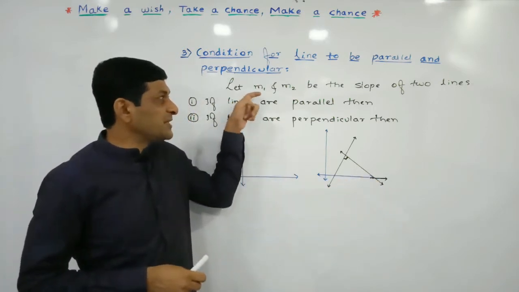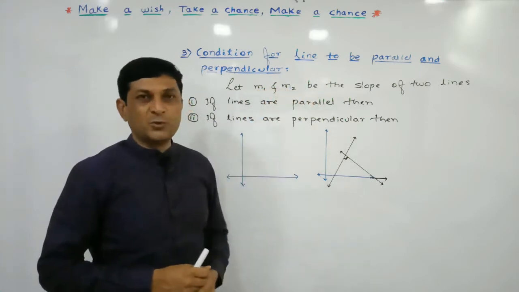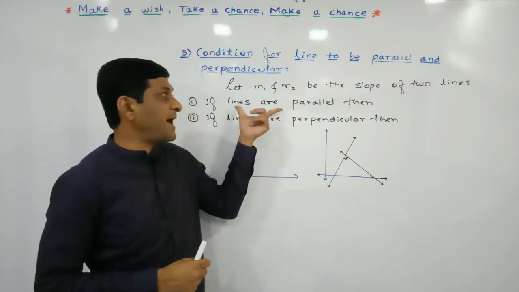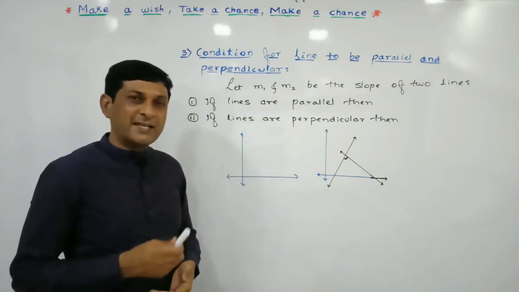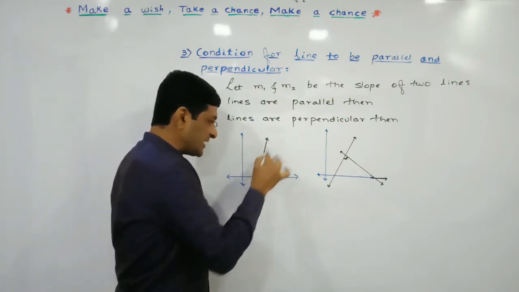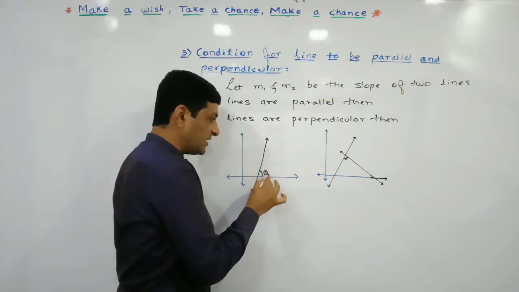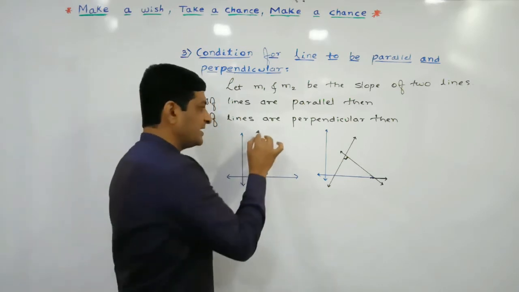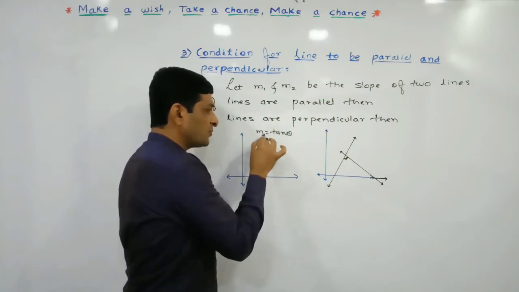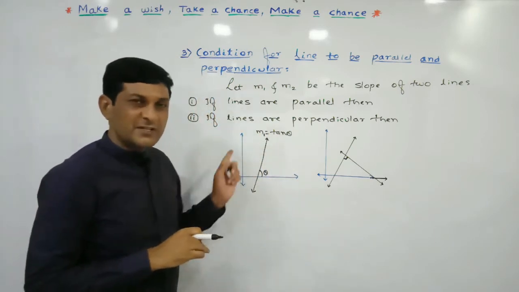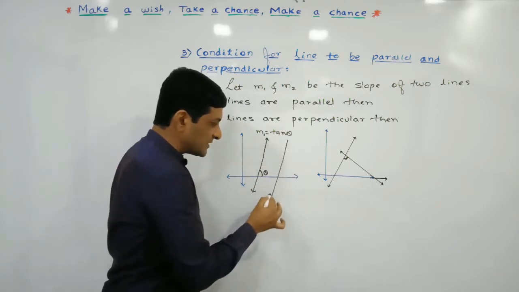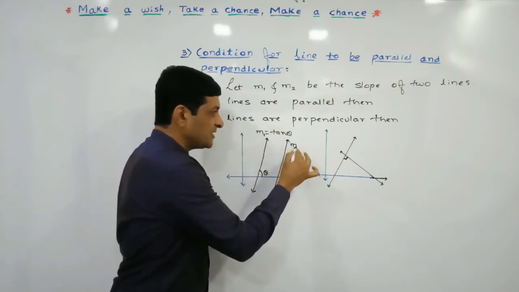Here I am supposing that m1 and m2 are the slopes of two lines. Now we are finding one condition which is satisfied if two lines are parallel to each other. Let this be the first line, and let us suppose that its inclination is theta. If theta is the inclination of this line, then its slope is m = tan theta. Denote the slope of this first line by m1. What is the value of m1 here? Tan theta. Now let another line be parallel to this line. I am denoting the slope of this line by m2.